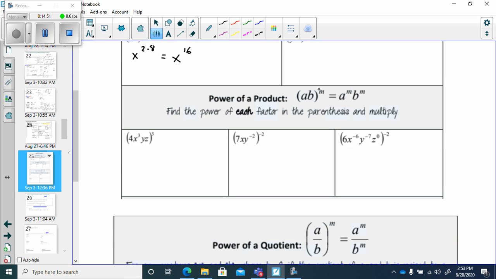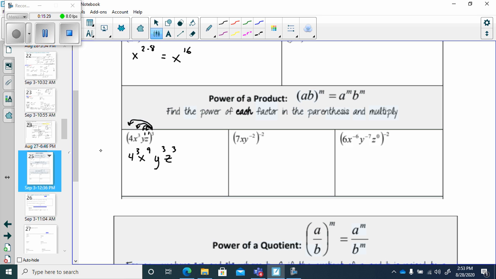If I've got multiple things in here, a product, then I distribute the exponent that I'm working on here. So we'll do one of these. There's a coefficient in front, so I distribute it to it. I distribute it to this base. You know, there's an understood one on the y and the z there. I distribute to those, okay? That gives me 4 to the third, x to the third times 3, so that's x to the 9th, y to the 1 times 3, so y to the third, and z to the 1 times 3, so z to the third.